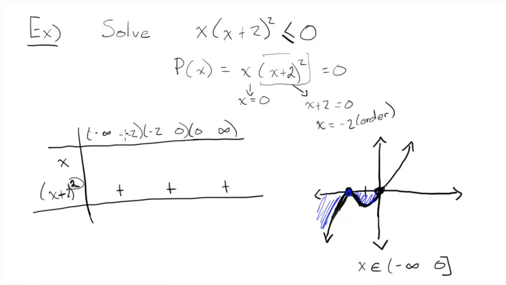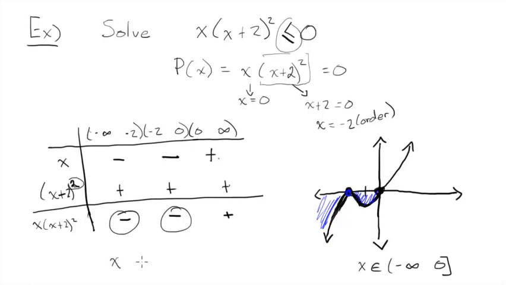Well, if x is in this interval, obviously it's negative, because this interval is negative. This interval is negative 2 to 0, so negative, because the factor is just x, and this one's positive. So when we multiply x times (x plus 2) squared, we'd have a negative times a positive, which is a negative, negative times a positive, which is a negative, and a positive times a positive, which is positive. We're looking for less than or equal to 0, which is negative.